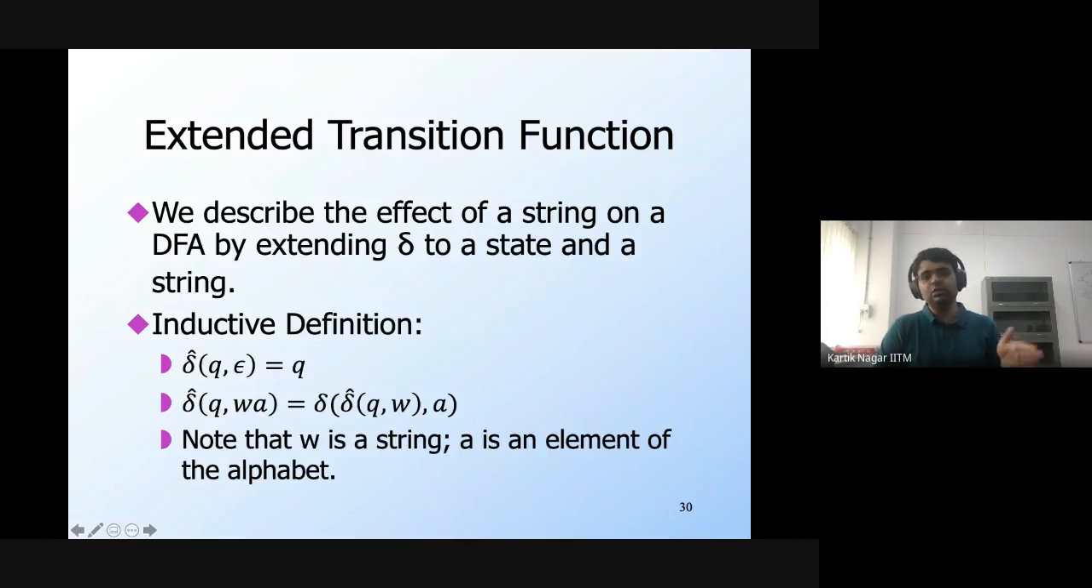So we are going to move from left to right. We are going to process the entire prefix, and then from the resulting state, we are going to process the remaining suffix of the string. So are there any questions regarding the extended transition function?